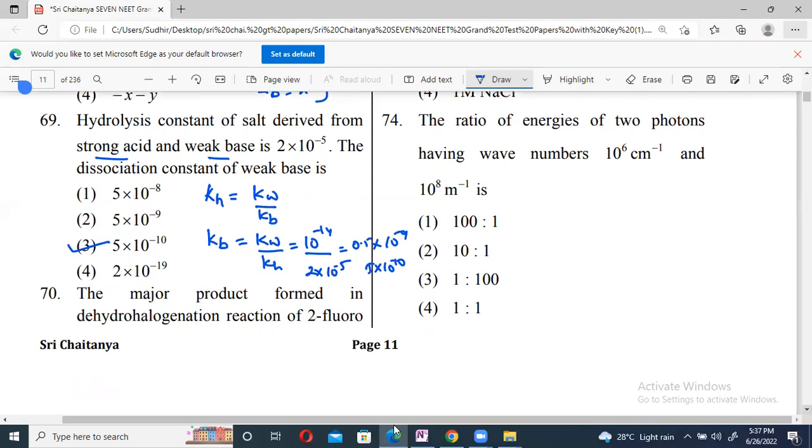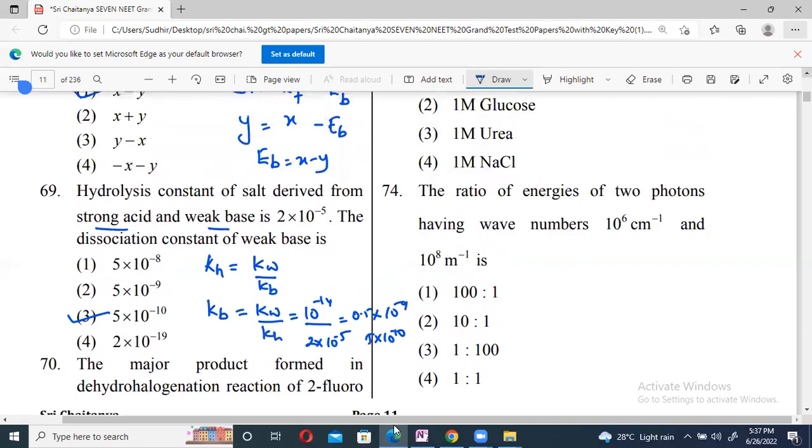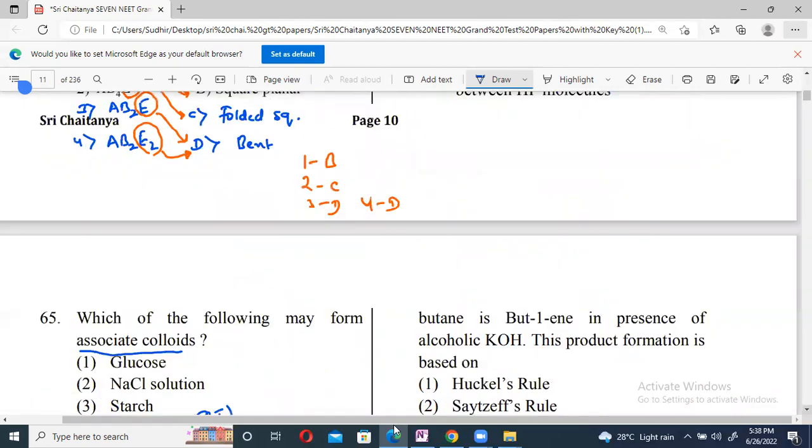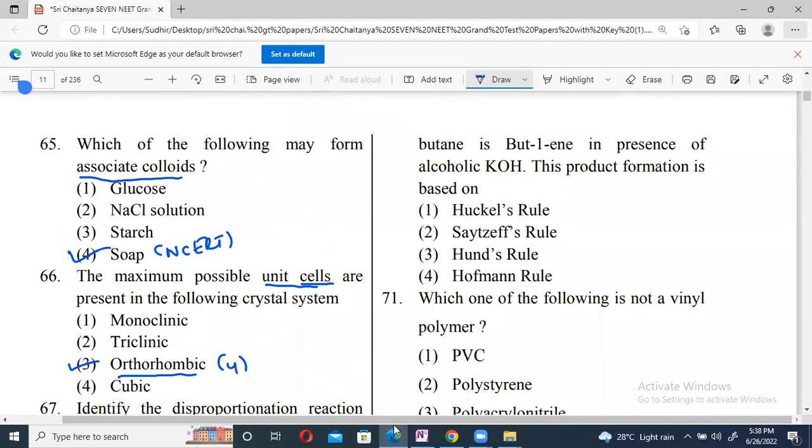Question number 70. The major product formed in dehydrohalogenation of 2-fluorobutane is 2-butene in presence of alcoholic KOH. See, 2-fluorobutane means we are writing in this way, and fluorine is here. For 1-butene, hydrogen goes from here, this first terminal carbon.